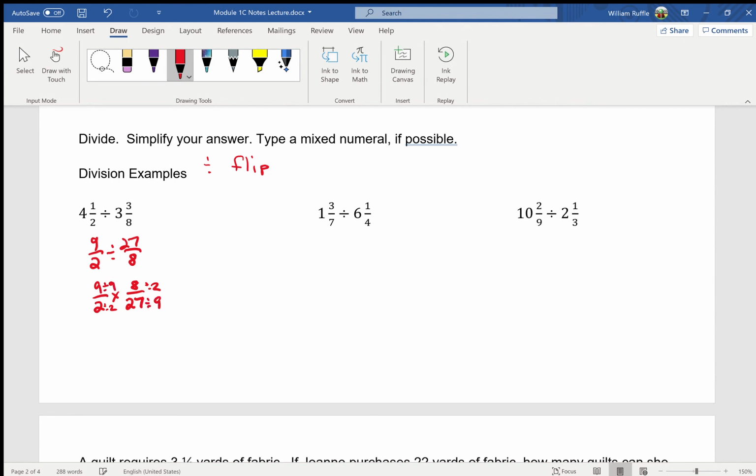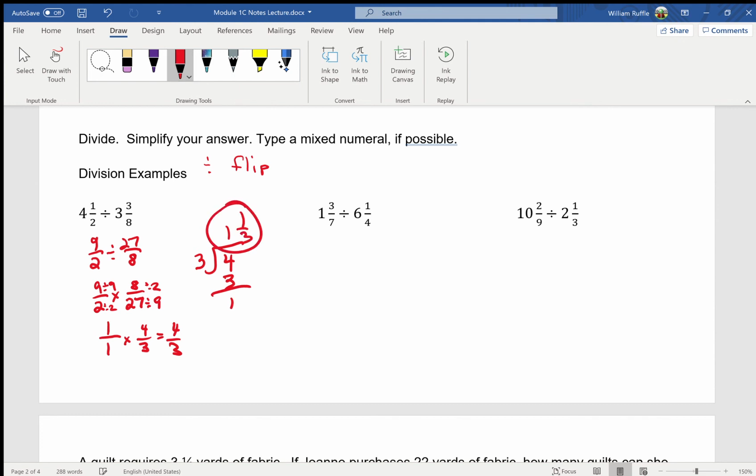So now here, 2 and 8, well, these are both divisible by 2, and these are both divisible by 9. So this is a great one for reducing. So I have 1/1 times 4/3. Wow, that worked out great. Now, the 4 is bigger, so it's improper, so I got to do 3 into 4. Again, this is a nice one, only goes in once, so 1 1/3.